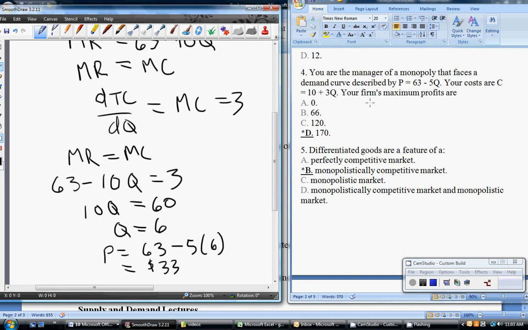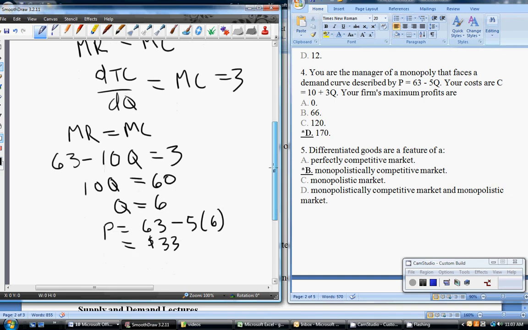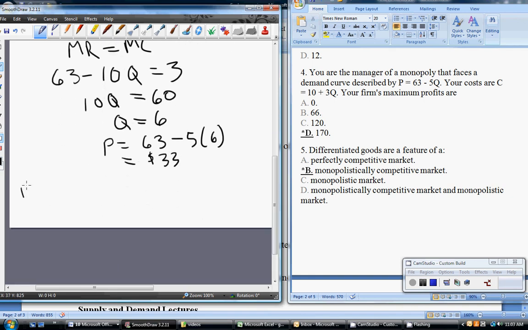In this question, however, we want to find the maximum profit possible. We build our profit equation. Total revenue, 33 times 6, less our total costs of 10 plus 3 times our output, which is 6. And so this will simplify down to $170. Alright, that is problem 4.